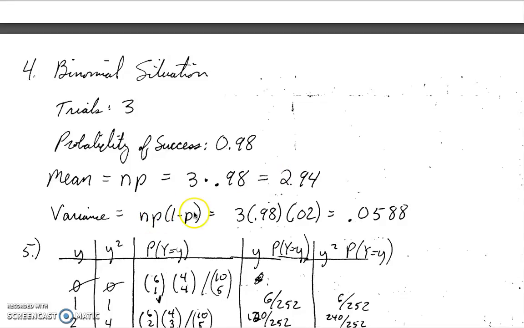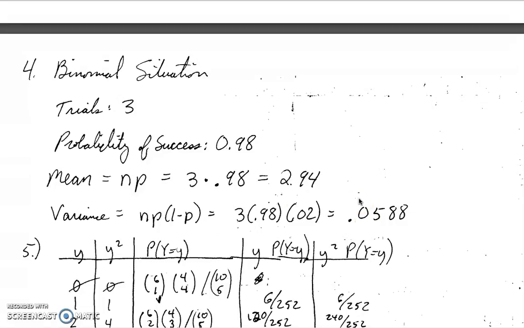For the variance, the standard deviation is the square root of this expression here, np times 1 minus p, so the variance is just that same expression without the square root. So we've got the mean times 1 minus p, and that gives us 0.588.